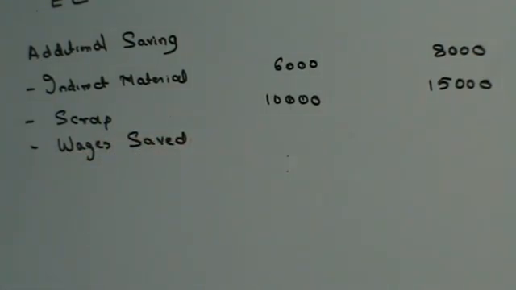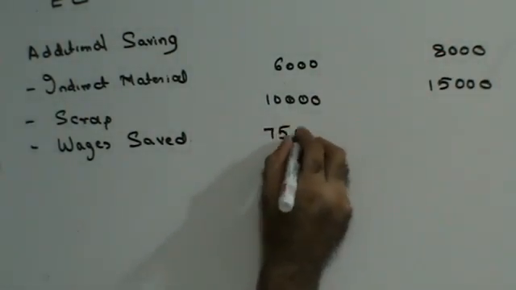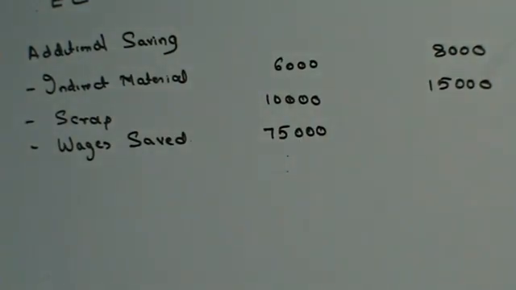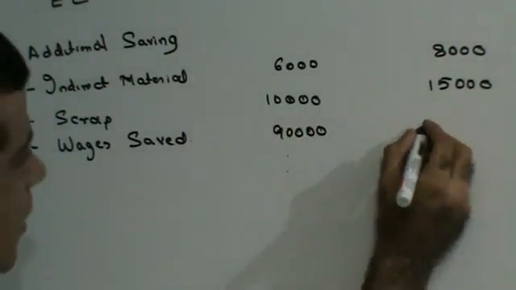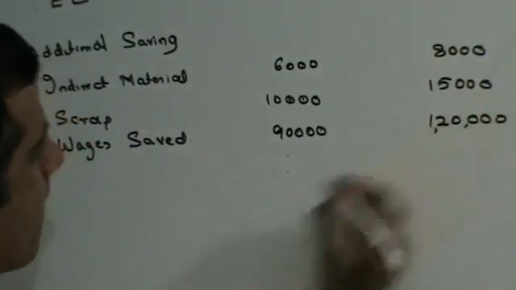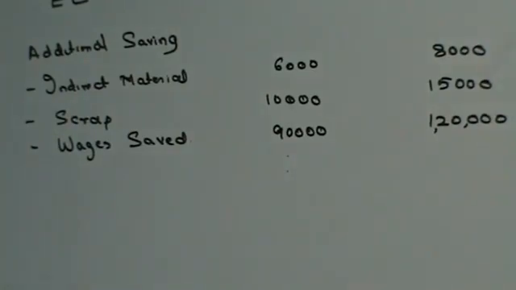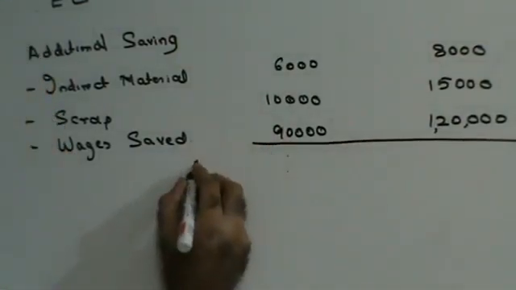Now in the case of Giant, there are 15 employees and their wages per employee is 6,000. 6,000 into 15 is 90,000. Next, in the other case it is 6,000 into 20, which is 1,20,000. Right? So these are your savings. Next, that will give you your total savings.